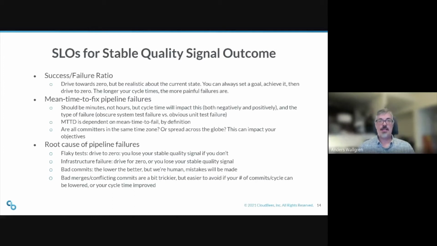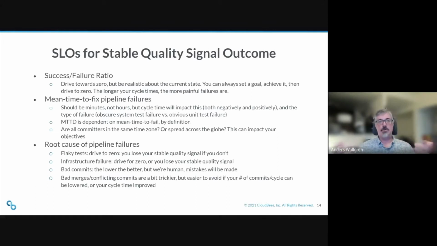And of course, keep in mind that the longer your cycle times are, the more painful these failures are. So we really do want to keep it as a ratio, right? The absolute numbers are not that interesting. 10 failures of a pipeline that runs for 15 minutes is very different than 10 failures of a pipeline that runs for 15 hours. Service level objectives around mean time to fix.